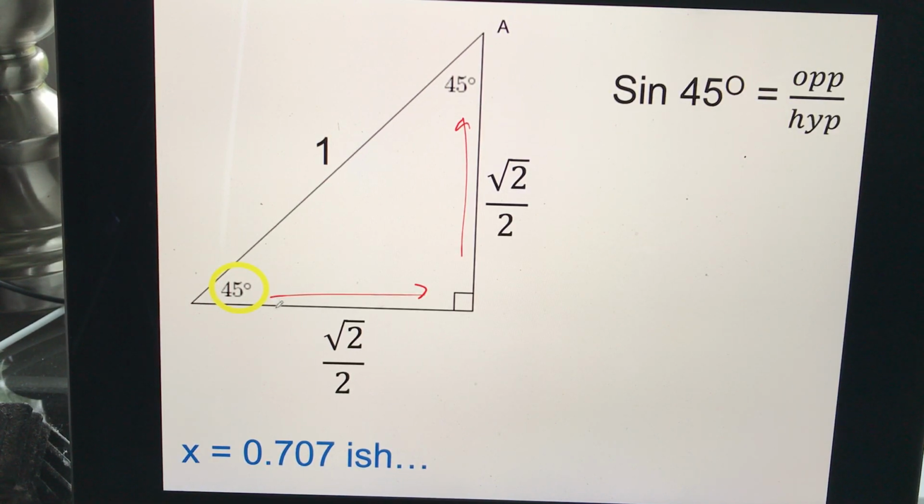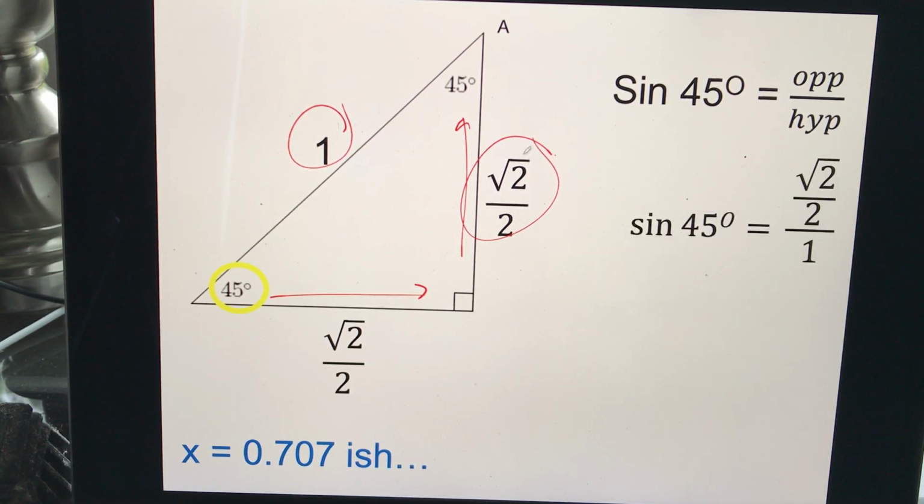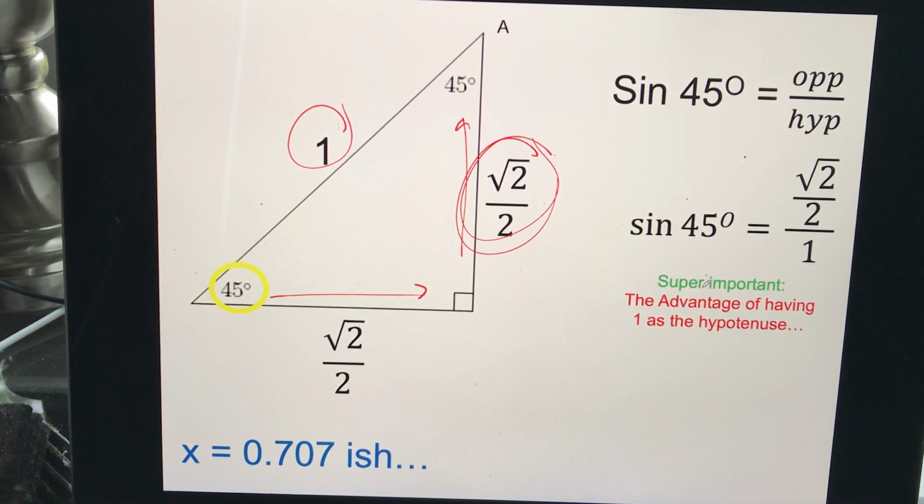I'm going to now apply a trig ratio to this triangle that we put into this circle. So we sort of have the third level here. Sine 45, I know from SOHCAHTOA, is opposite over hypotenuse. Easy. So I know the opposite, root 2 over 2, and I know the hypotenuse is 1. Got it. Now this is actually super important.